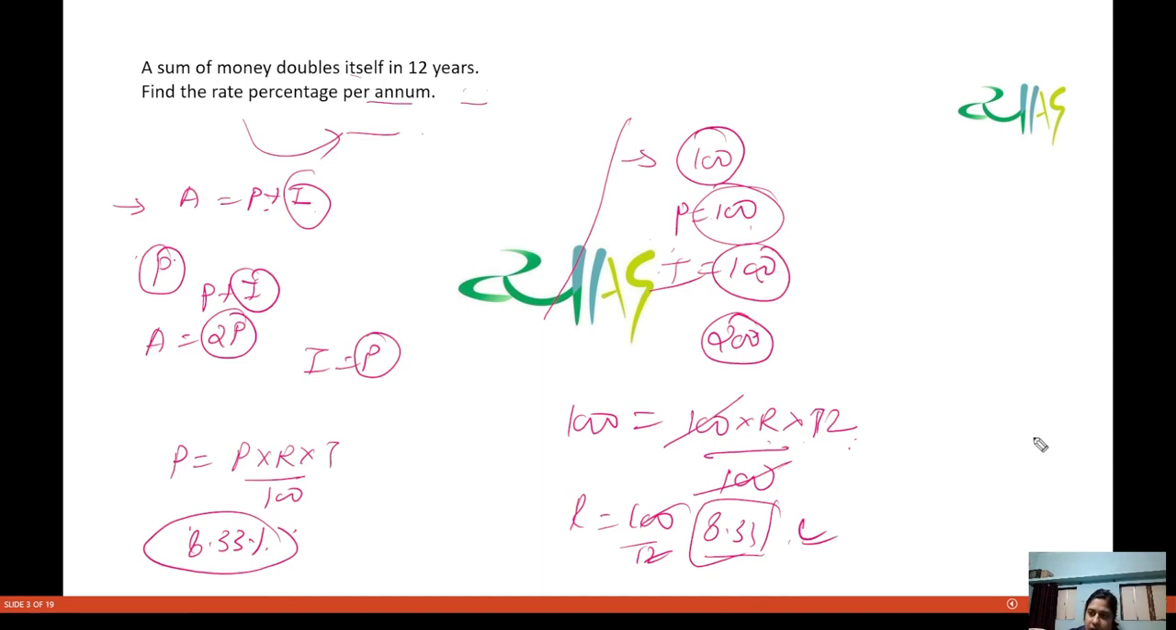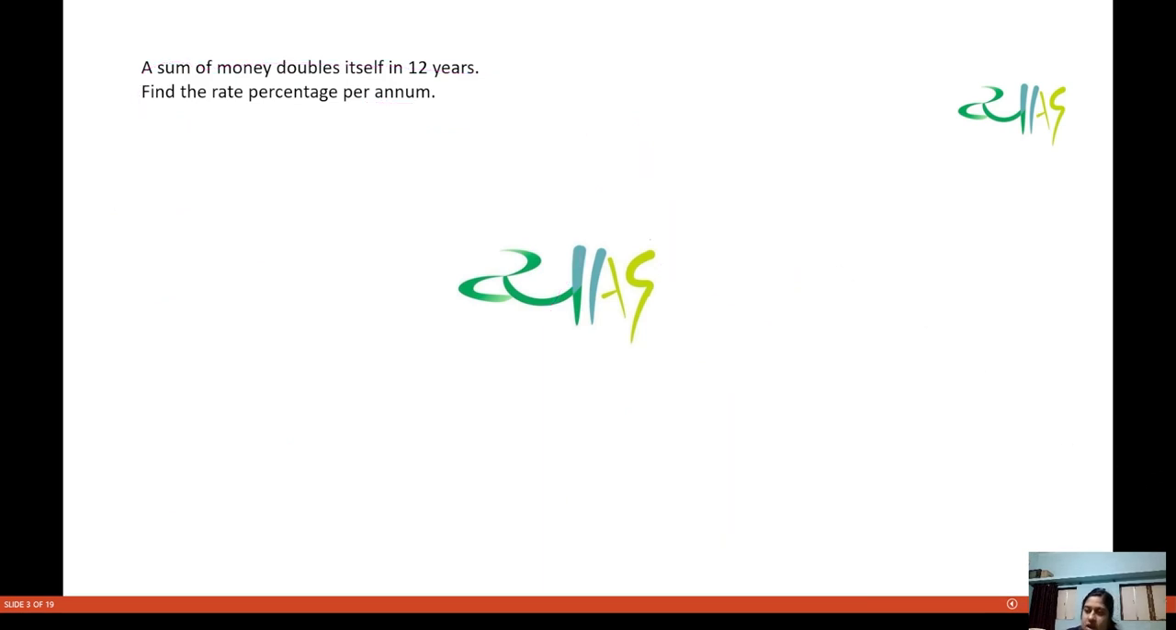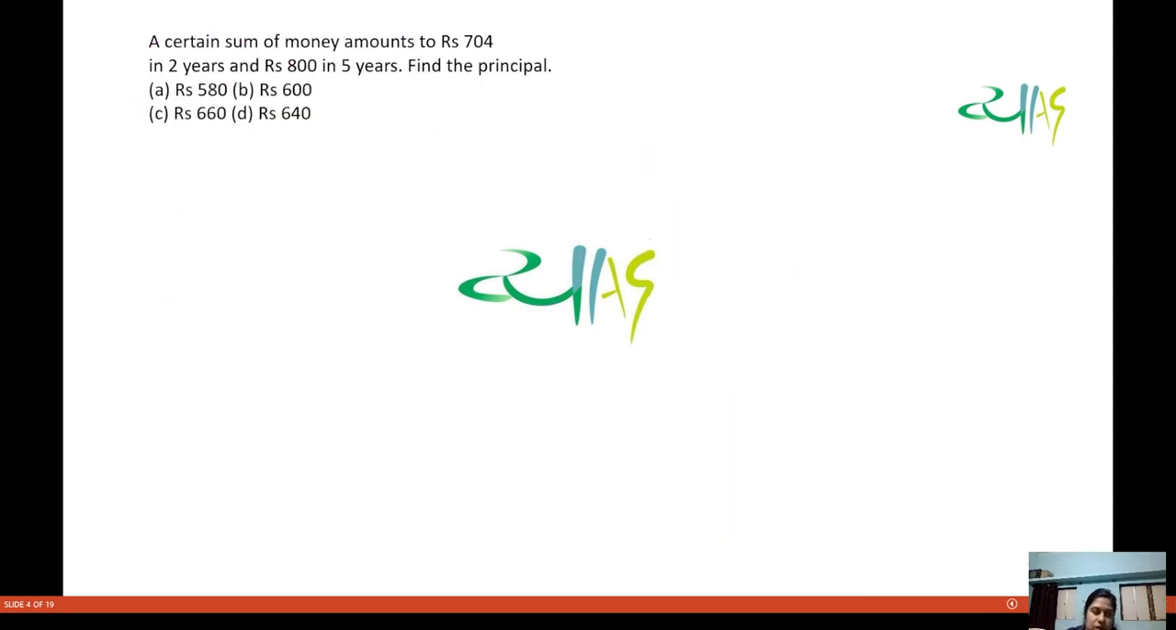These questions are simple. Anyway, questions of this type are asked in UPSC. So be very careful with this thing. Okay, fine. Let's move on to the next question.